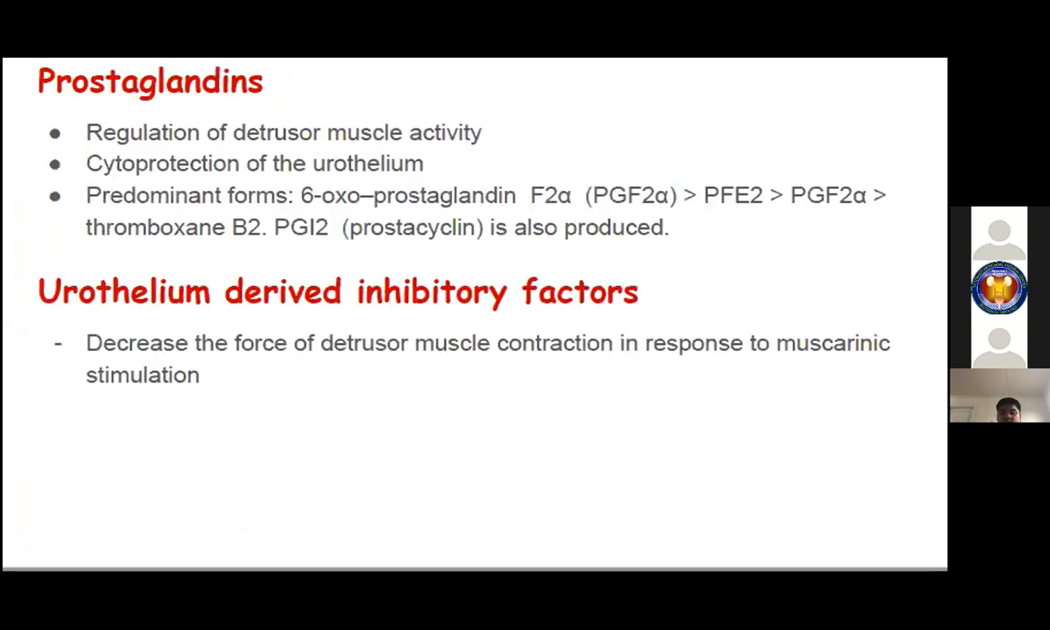Prostaglandins are also released from the urothelium, and two possible functions are assigned to them. One is regulation of the detrusor muscle activity, and number two is the cytoprotection of the urothelium. The predominant forms of prostaglandins are 6-oxoprostaglandin F2 alpha, followed by prostaglandin E2, followed by prostaglandin F2 alpha, and thromboxane B2. Prostacyclin is also being produced. The urothelium-derived inhibitory factors decrease the force of the detrusor muscle contraction in response to muscarinic stimulation.